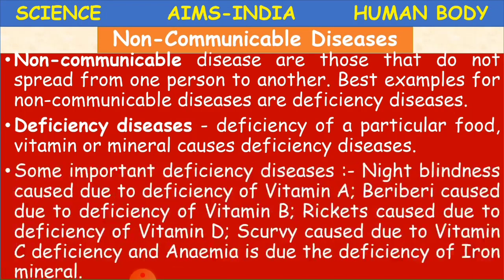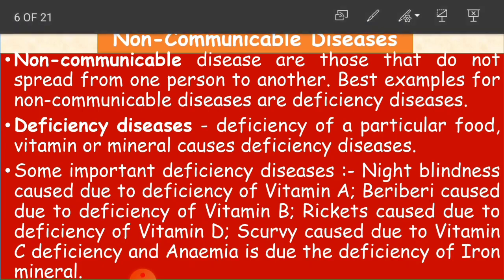Clear, children? Now, what are some important deficiency diseases? Night blindness, caused due to deficiency of vitamin A. There are some deficiency diseases we'll just learn about. Night blindness. Have you heard about this, children? We cannot see at night. Some people cannot see at night. That is a disease, and we call it night blindness. They are not totally blind. They can see in the day, but only at night they cannot see. And this is caused because of the deficiency of vitamin A. Okay, children?